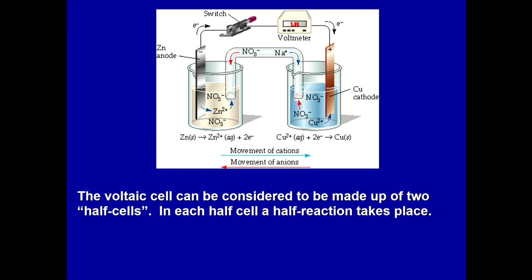So basically, a voltaic cell can be considered to be made up of two half cells. In each half cell, a half reaction takes place. This is one cell, and it can be separated into two half cells. This side is one half cell, and this is another half cell.